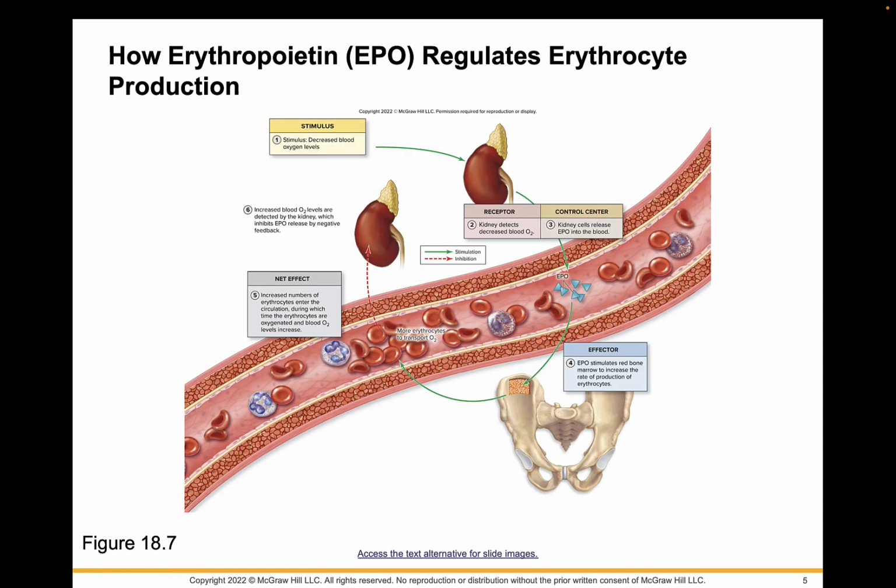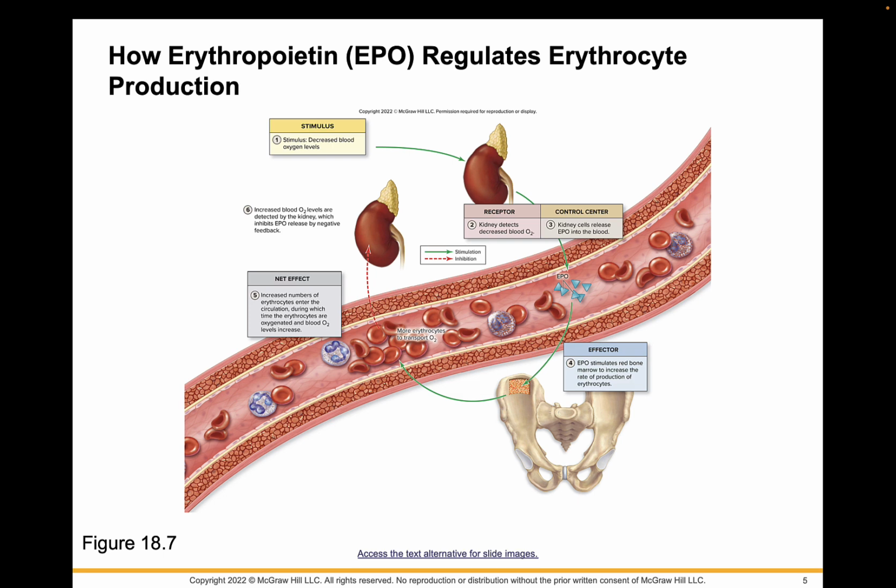Now here, we're looking at how erythropoietin, or EPO, which is a hormone produced by the kidneys, will regulate the production of red blood cells. So the stimulus is going to be a decrease in the oxygen carrying capacity of our blood. The receptor is within the kidney, and that is what's going to detect the decreased blood oxygen. The kidneys now will produce and release this hormone known as EPO into the blood, and the target is going to be red bone marrow.